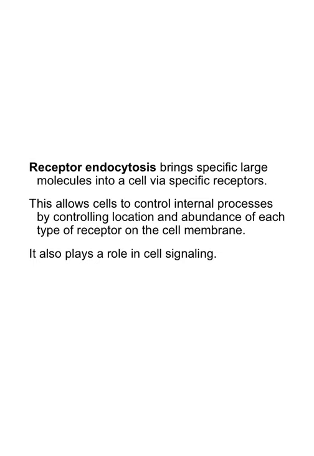So if the cell needs a lot of something, you would expect that it would put a lot of those receptors on the membrane. If they already have a lot and they don't need a lot, then you're not going to have a ton of those receptors on the membrane. This also plays a role in cell signaling.